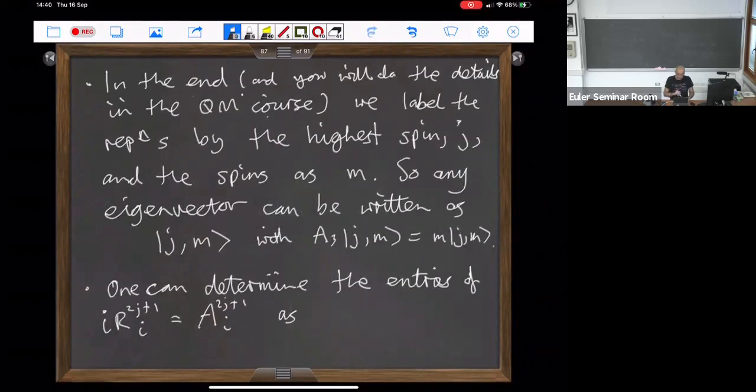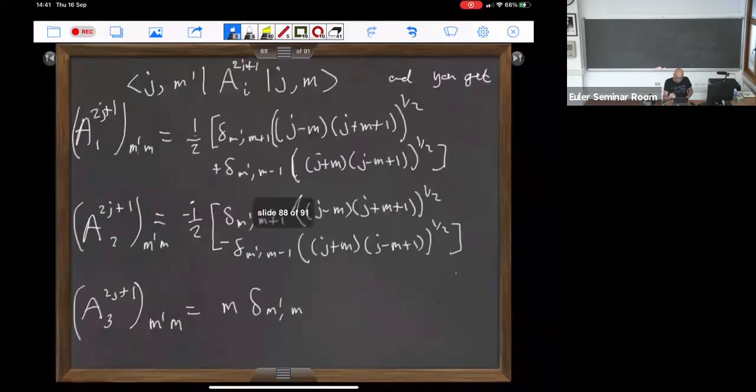Okay, so in the end, you're going to do all the details of this much more carefully in quantum mechanics, but thinking in a quantum mechanical language, we can write a bra and ket notation to label the states. So the representation is labeled by the highest spin, which is J, and then the different spins are labeled by M. And then we determine the entries of A, which remember is i, the square root of -1, times the R's, by just computing the matrix element, because you have an orthonormal basis. So this is called the Wigner representation.